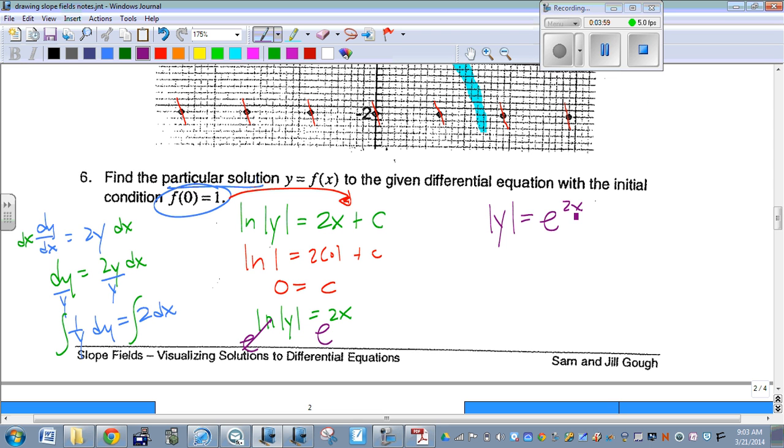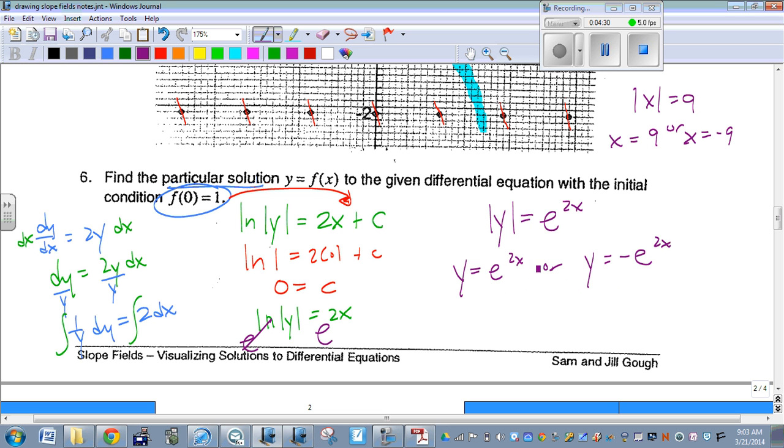So one last step to kind of figure out. I'm going to, off to the side here, just go back to some basic algebra. If absolute value of x equals 9, what could x equal? Positive 9 or negative 9, right? It could be one or the other. So we have to keep that in mind with this. Absolute value of y equals e to the 2x, then either y equals e to the 2x or y equals negative e to the 2x. So we have a choice to make.